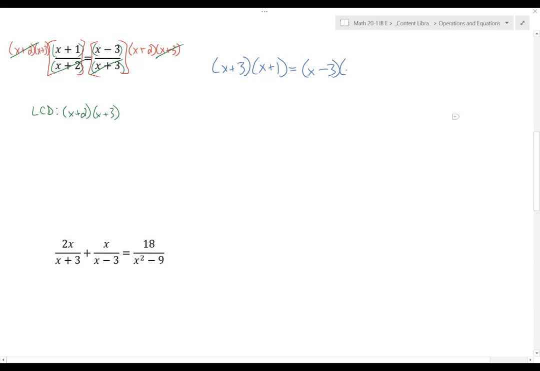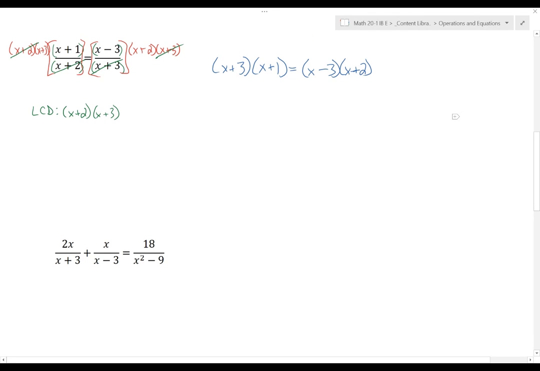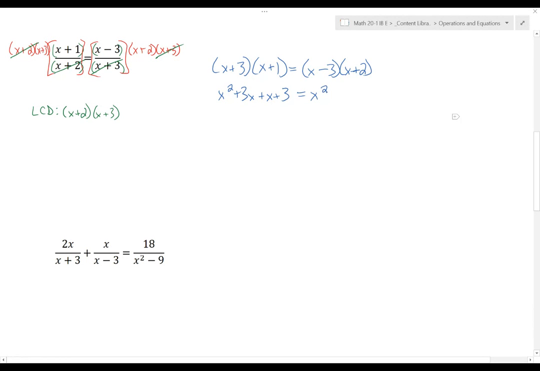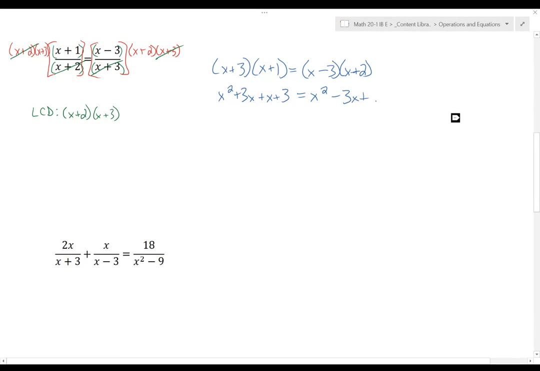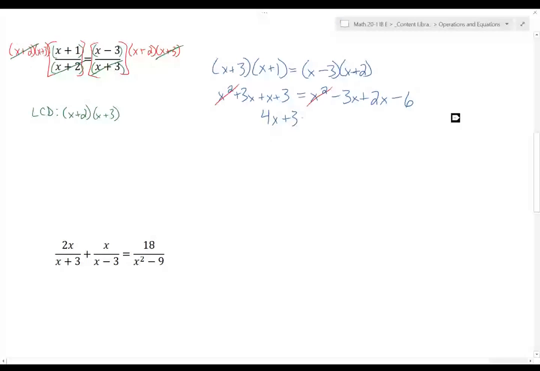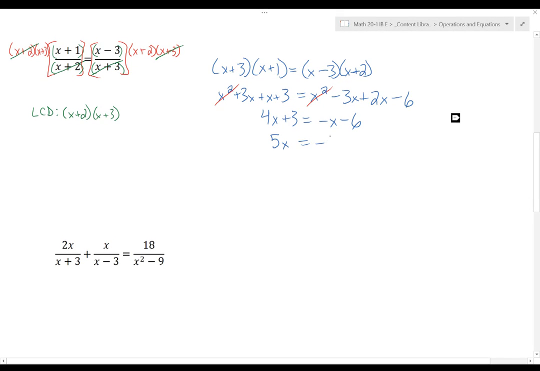This is where it was kind of helpful to put those brackets at the beginning because now that reminds me that I need to distribute fully. So I get x squared plus 3x plus x plus 3 equals x squared minus 3x plus 2x minus 6. It looks like it's quadratic, but it actually isn't because as soon as I subtract x squared, it cancels on both sides of this equation. So when I simplify, I get 4x plus 3 equals negative x minus 6. I'm going to move the negative x over to the left, which becomes now 5x, and I'm moving the 3 over. 5x equals negative 9.